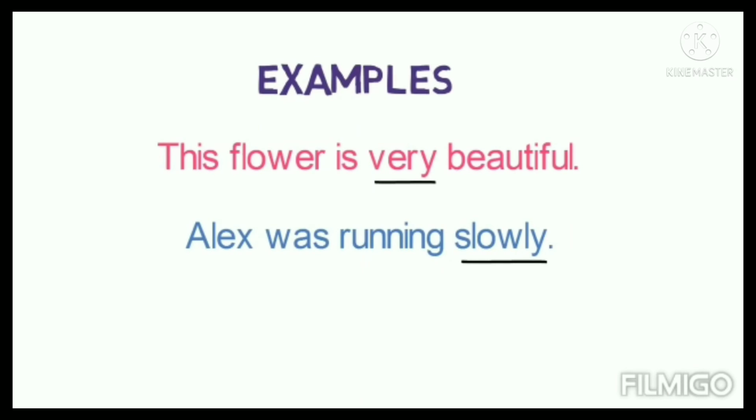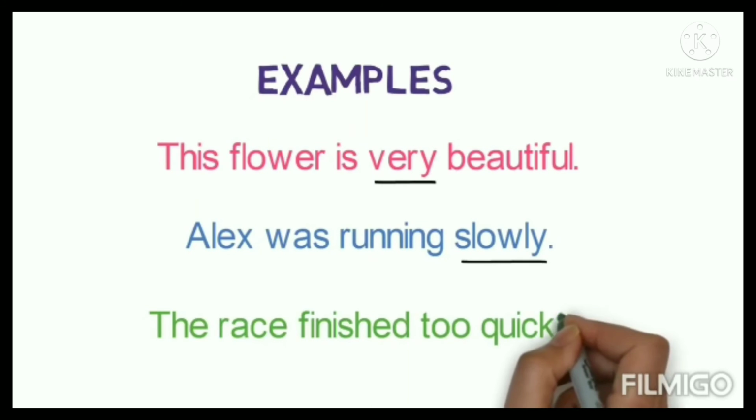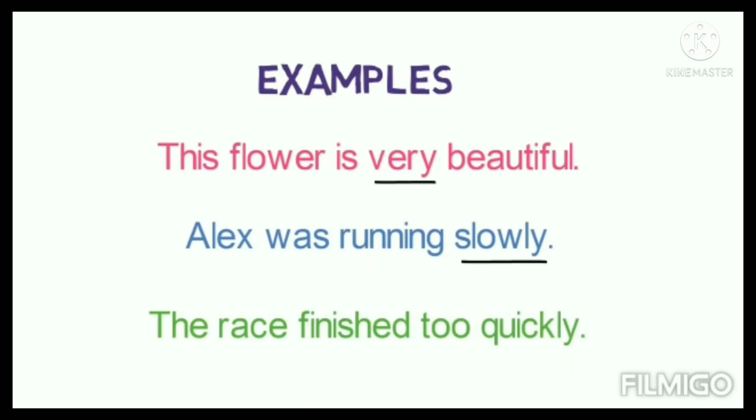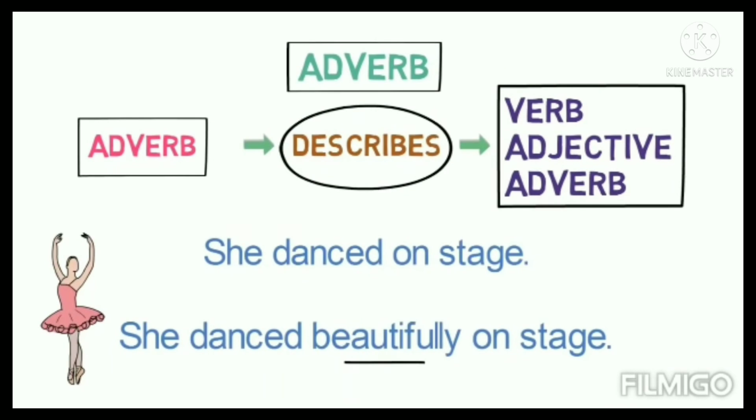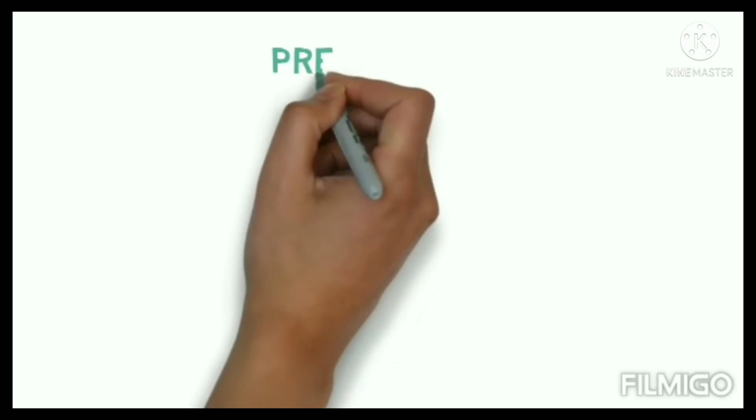Let's look into one more example of an adverb that is describing another adverb. The race finished too quickly. In this sentence there are two adverbs. Quickly is an adverb as it is describing the verb finished, and too is describing how quickly it finished. Therefore, too is an adverb describing another adverb, quickly. An adverb is a word used to describe a verb, adjective or another adverb. Let's look into the next part of speech, that is preposition.